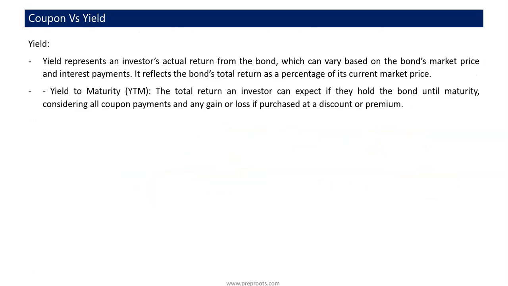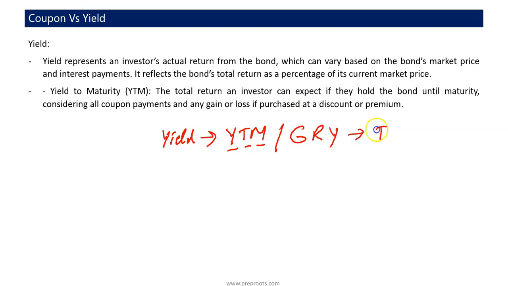Okay, what is yield? Yield represents an investor's actual return from the bond, which can vary. So yield is often called yield till maturity. Yield till maturity is often called gross redemption yield. This is actually a total return.